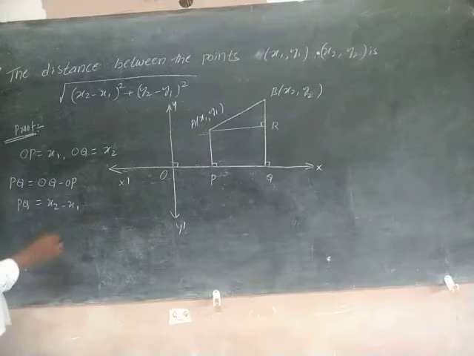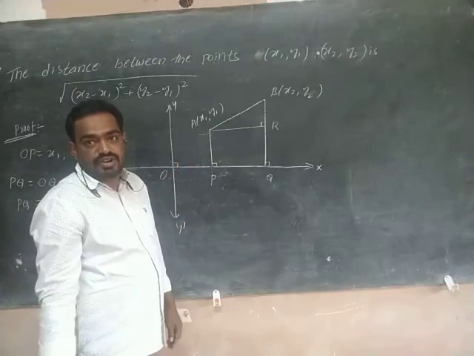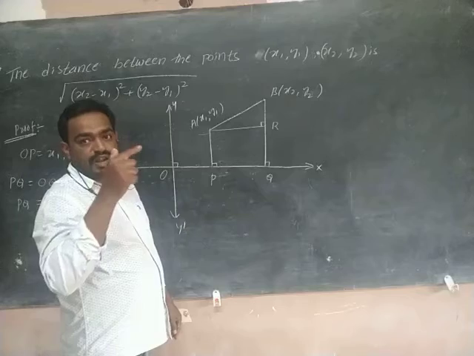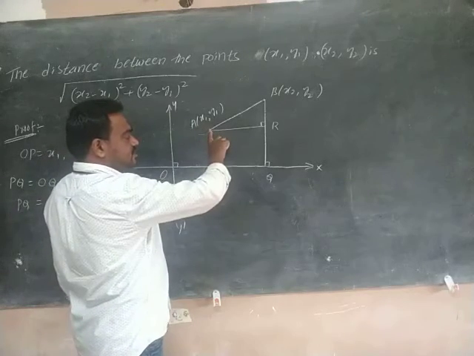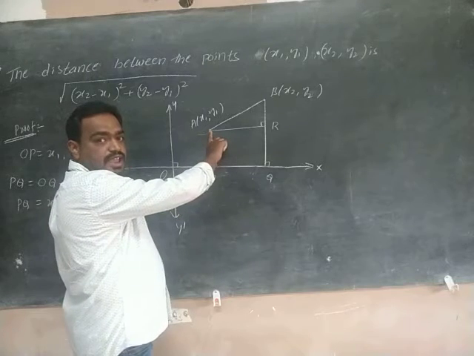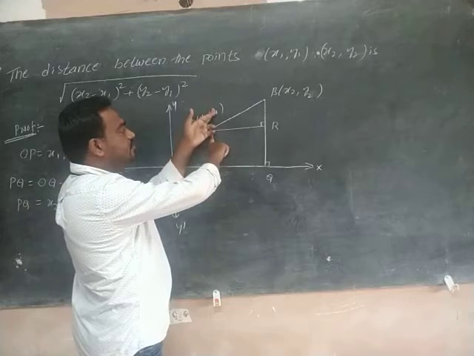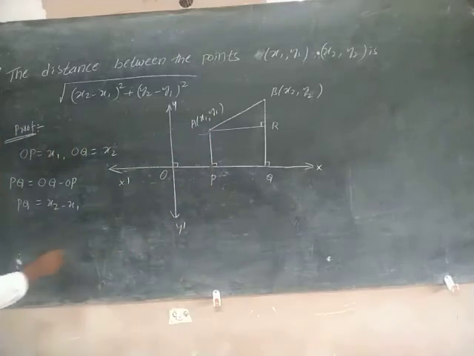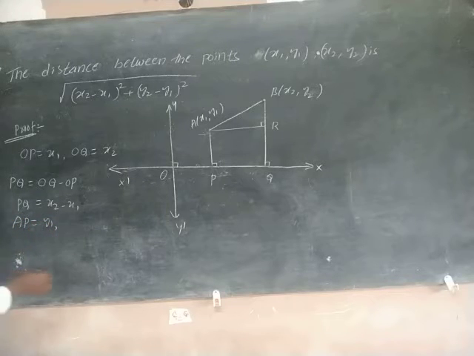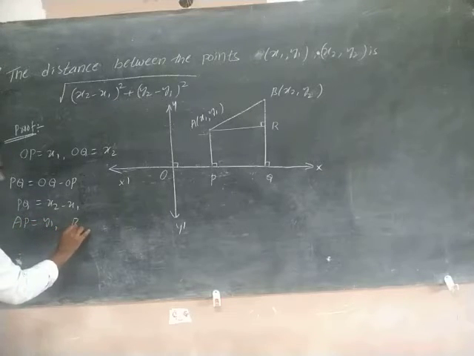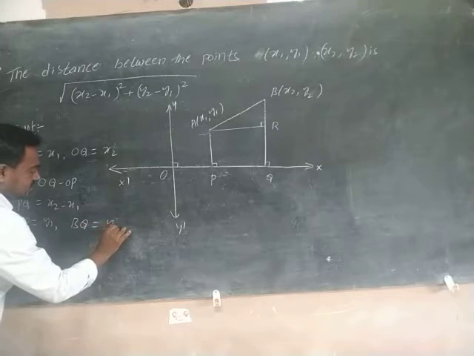Okay. Now coming to the y coordinates. How do we define the y coordinate? The perpendicular distance from the point to the x-axis. So A to the x-axis, this distance, nothing but AP. AP is equal to the y coordinate of A. What is the y coordinate? y1. That is AP is equal to y1. And similarly BQ is equal to the y coordinate of B, that is y2.